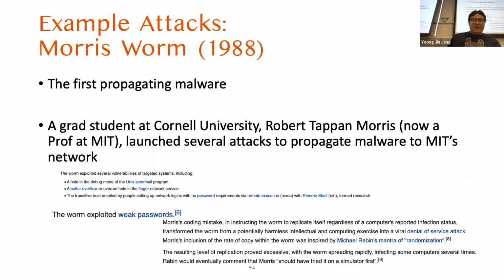So the first recorded malware attack is called the Morris worm. The name Morris comes from the last name of the author, Robert Tappan Morris. He was a grad student at Cornell University in 1988, and he hacked the machines at MIT. But the interesting thing is that after hacking, he's now a professor at MIT. Yeah, I'm not sure how that happens.